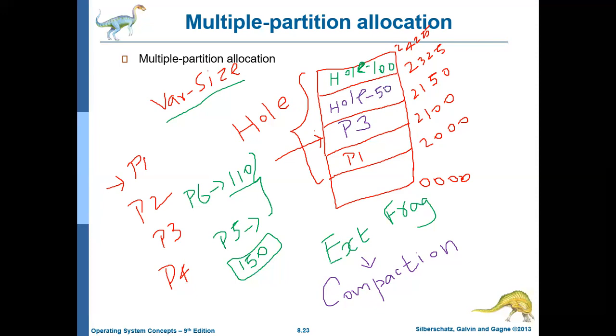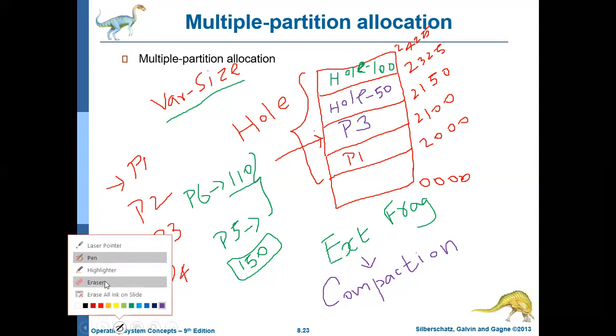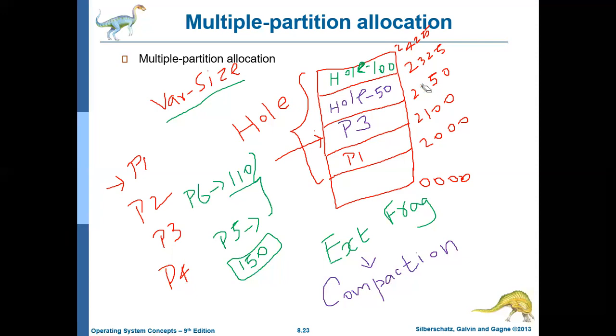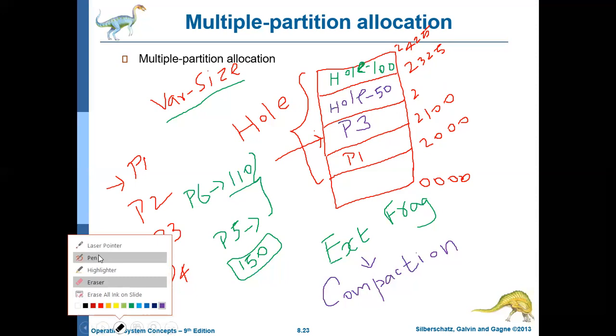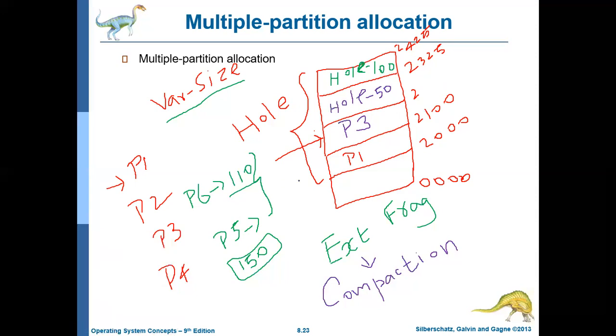P3 size is 175 MB. Already P1 is occupying up to 2100. So P3 needs 175 MB. That is, it needs up to 2275. Yeah, it needs plus 100 plus 175, which is 2275. So P3 will be allocated 2100 up to 2275.